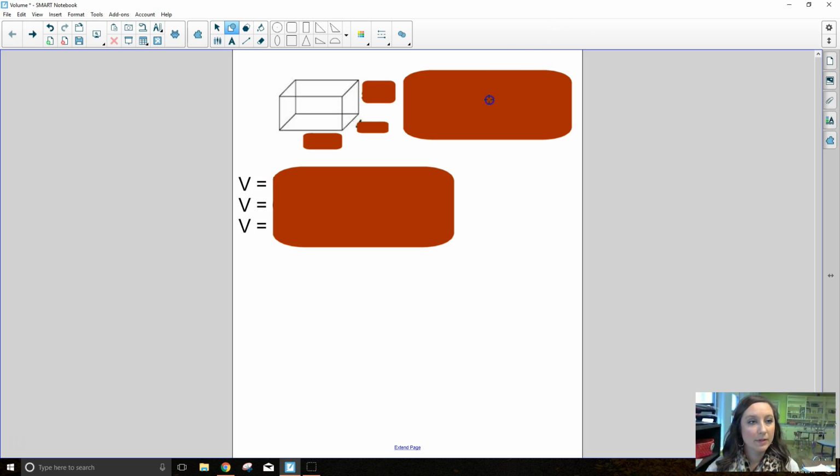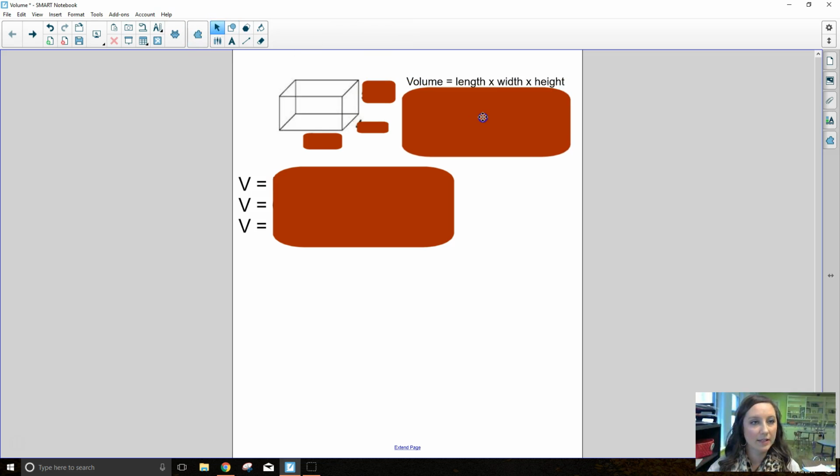And so the formula that we're going to use for volume of a regular solid is going to be length times width times height. And you've probably already heard this in your math class before, so this might be review, which is good. So we need to easily be able to measure those different areas. So the tool that I'm going to be using is a ruler.